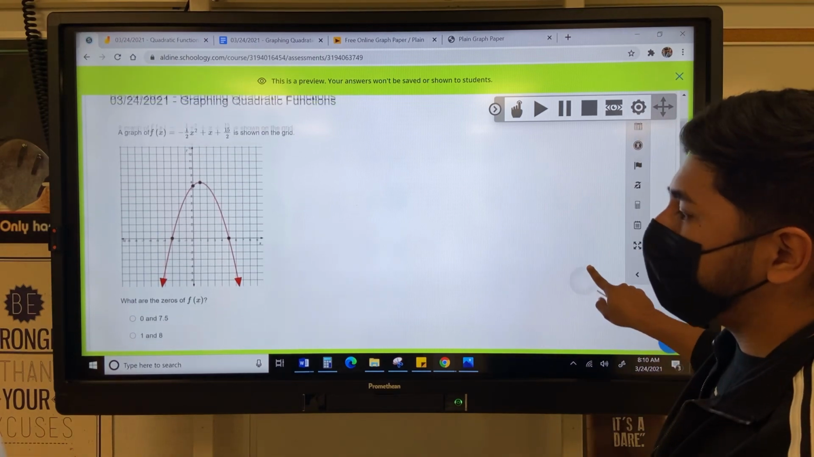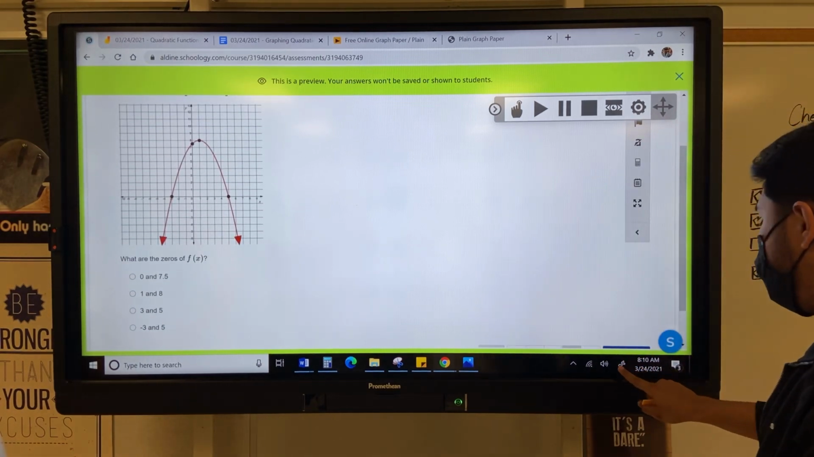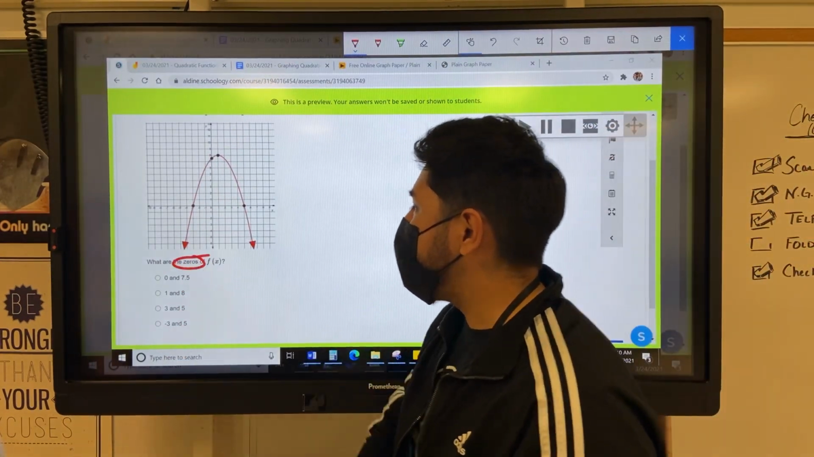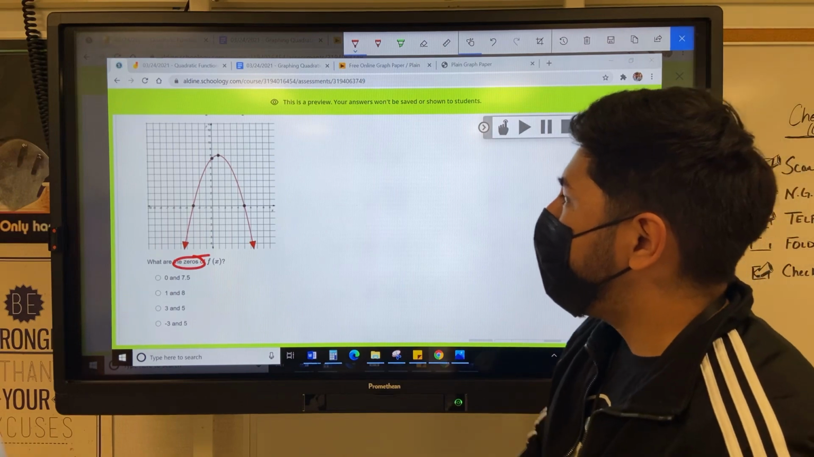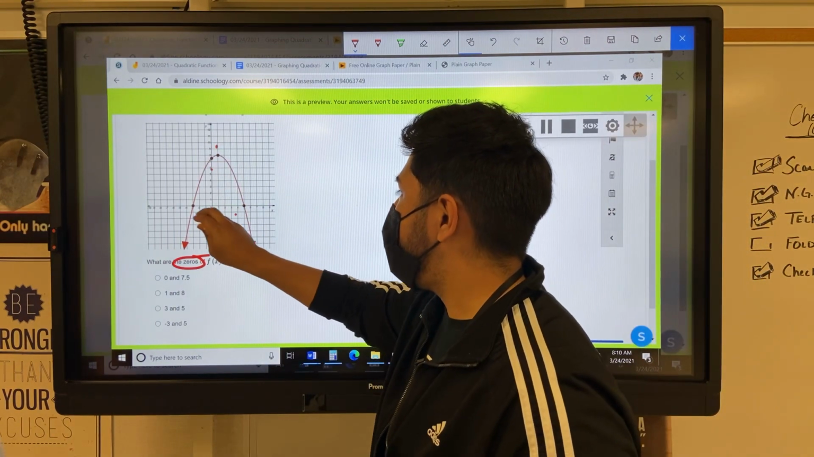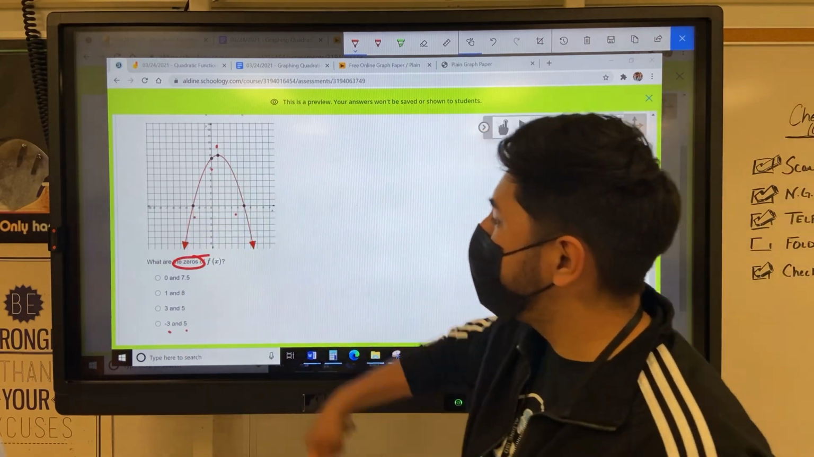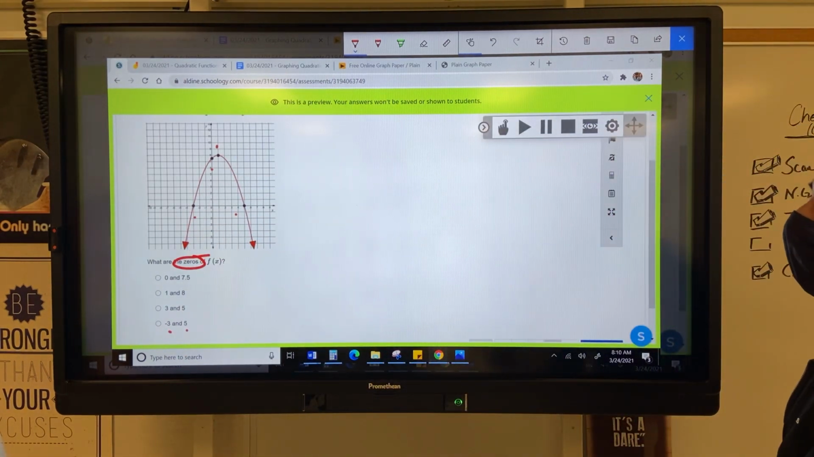The graph is shown. What are the zeros of the function? Right here, this is a big vocabulary word. I literally just went over it. The zeros, is it this point, this point, this point, or this point? You tell me, oh shoot, there's 2 answers, so you have to pick 2 of the 4. Be very careful.